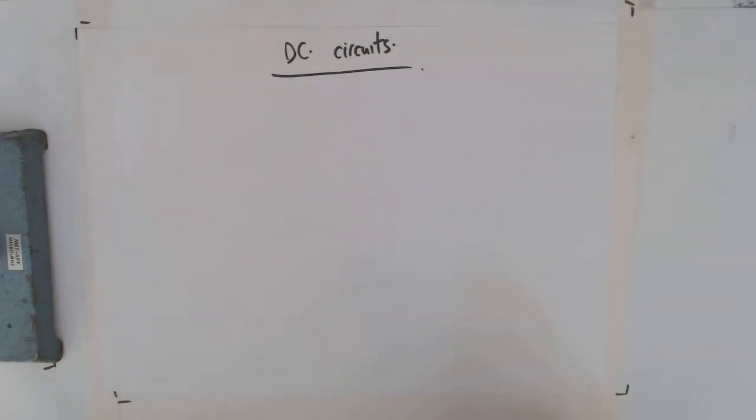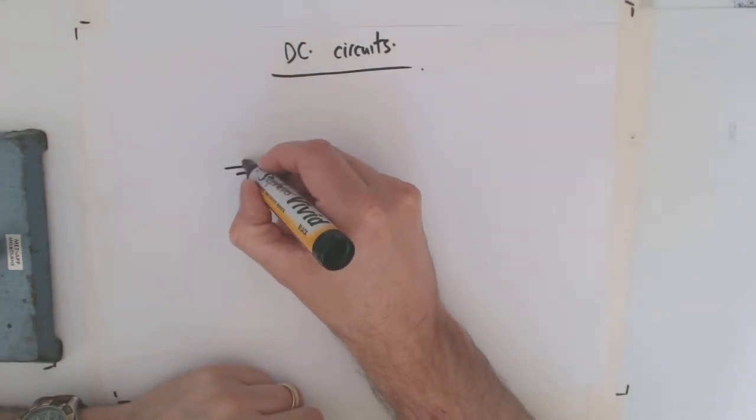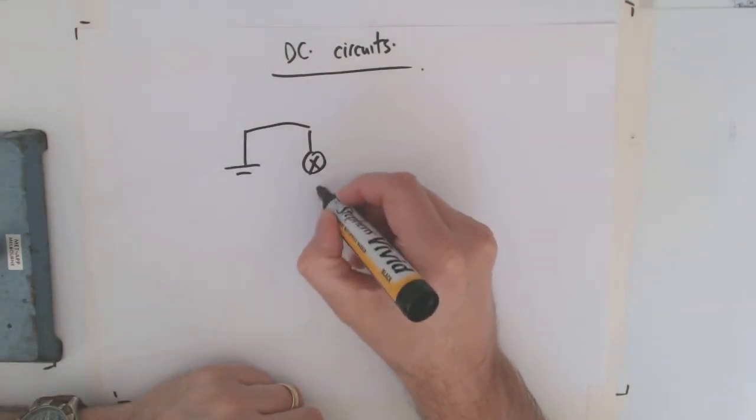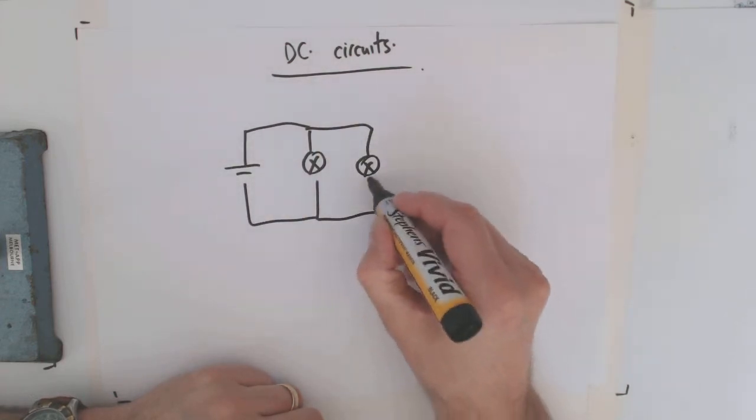Right, DC circuits. You do this reasonably thoroughly in level 1, if you did level 1. So, I don't know how much I'll dwell on this, but I just want to make sure you've got the whole parallel circuit thing sorted out. So we'll just draw a quick parallel circuit with two lamps.